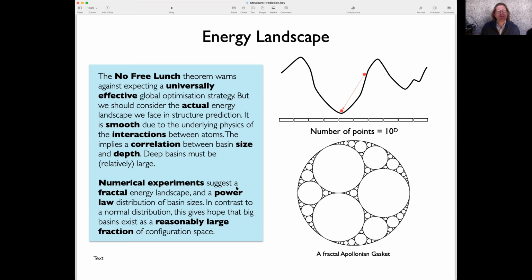And so what that tells you is you have to accept the fact that you're not going to solve global optimization as a problem. You have to adapt yourself to the particular problem that you're dealing with. So it's important to think about the actual energy landscape that we're dealing with here. When we're doing crystal structure prediction, or structure prediction in general, we're not doing arbitrary global optimization.